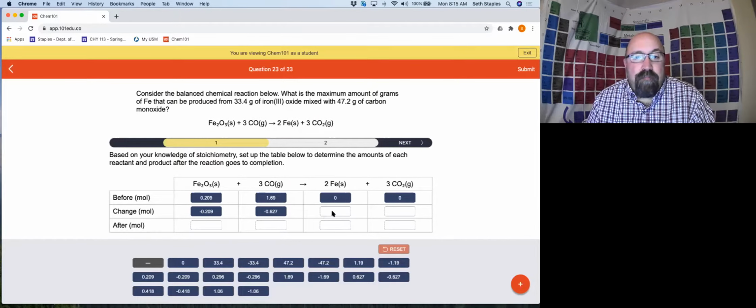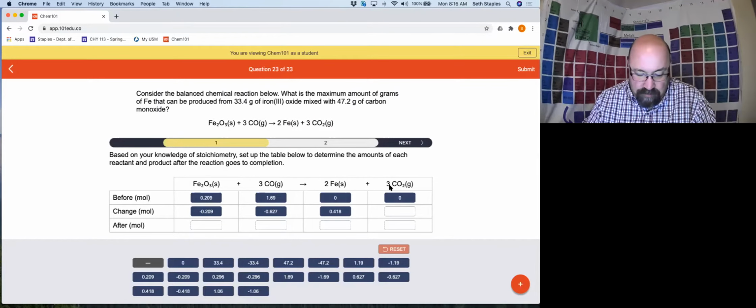And so then let's look at our product side. For every 1 iron 3 oxide that we lose, we gain 2 moles of solid iron. And so we're losing 0.209 iron 3 oxides. We're going to gain 2 moles of iron for every 1. So we're going to gain 0.418 moles of iron. And again, for every 1 iron 3 oxide that we lose, we gain 3 carbon dioxides.